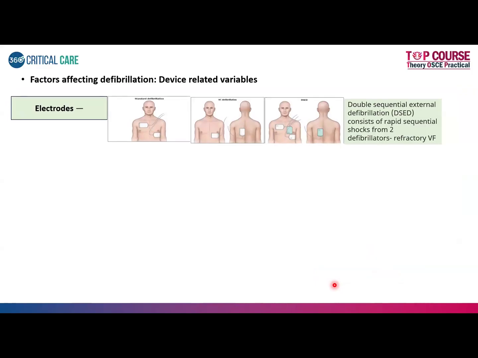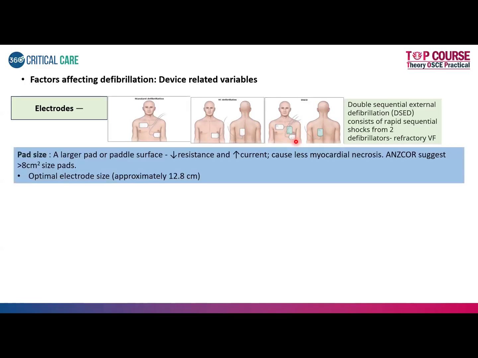So basically, we have got the electrodes. It can be anteroposterior, anterolateral, or it can be double sequential external defibrillation, where you have the anteroposterior and the anterolateral leads which are stacked together, and they give continuous shocks from the two defibrillators. It is mainly used in case of refractory ventricular fibrillation, or in case of an electrical storm.